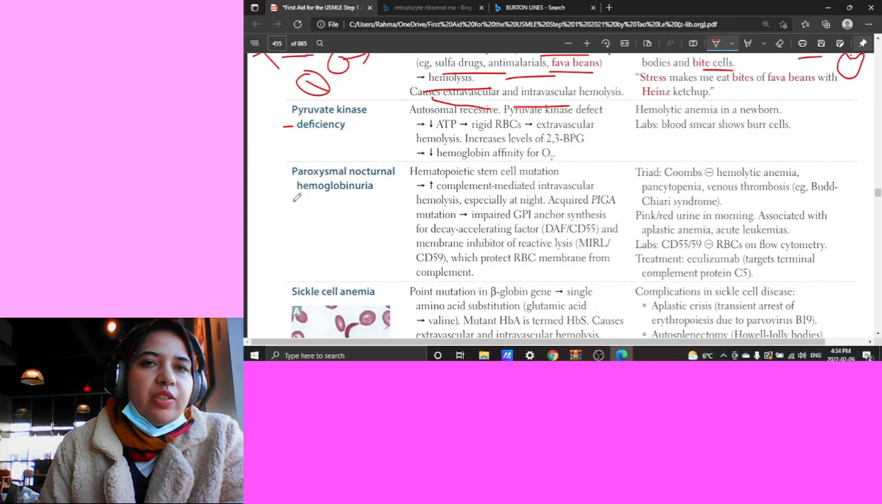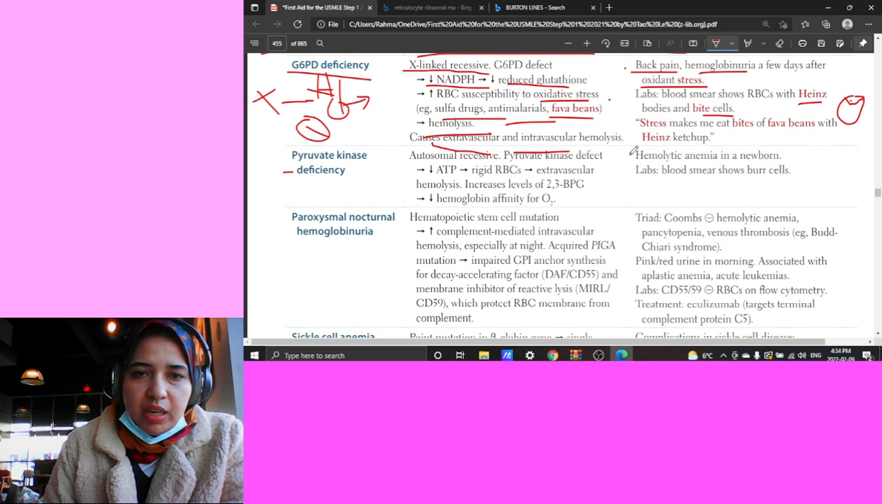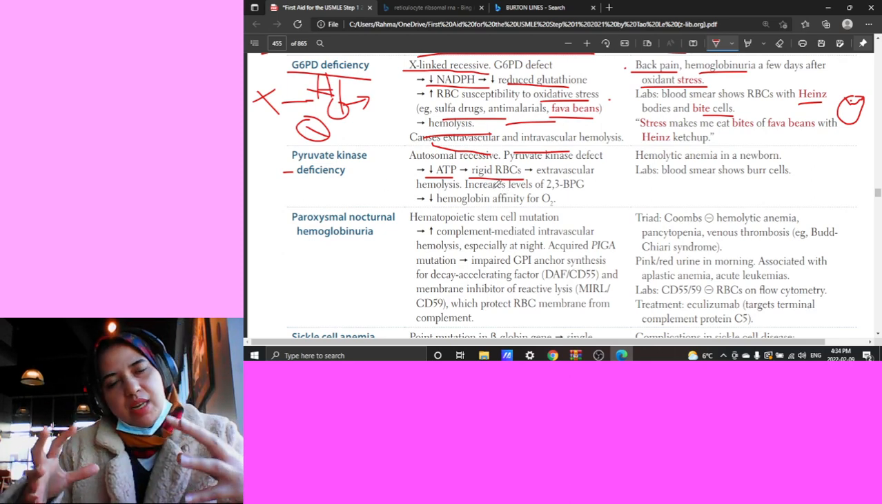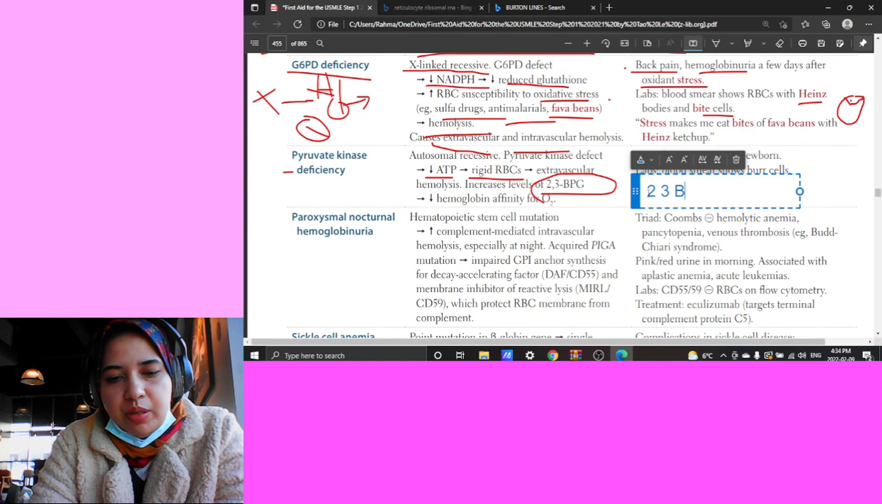Next, pyruvate kinase deficiency. So number one, enzyme deficiency is G6PD. Number two is pyruvate kinase deficiency. Pyruvate kinase defect is going to cause a decrease in ATP. So these RBCs are now more rigid. You need ATP to maintain a biconcave appearance. So these RBCs are going to be more susceptible to damage as well. So extravascular hemolysis and increased levels of 2,3-DPG, that is the key finding for pyruvate kinase deficiency. Increased 2,3-DPG.